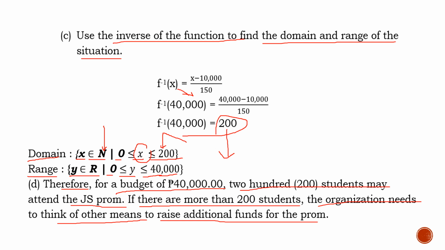or we invite more than 200 students. So in this case, by simply using the function, we can determine that we really need to look for additional funds for this event if we exceed that 200 students.